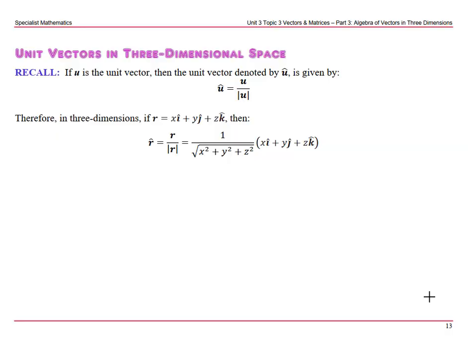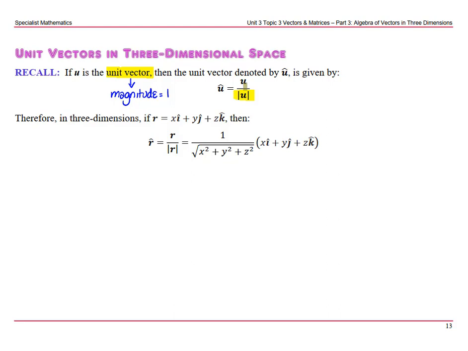This video goes through unit vectors in three-dimensional space. Now recall from when we were doing 2D, if u is a vector, then the unit vector, denoted by u with a little hat on top of it, is given by the vector divided by its magnitude. The reason is that a unit vector has magnitude of 1. That's what it means. It's a unit vector, size 1. So we divide by the magnitude of u to make it that size 1.